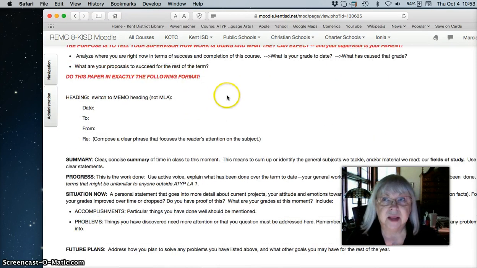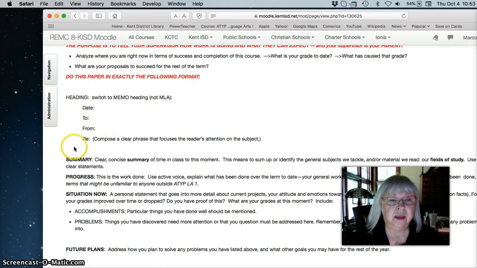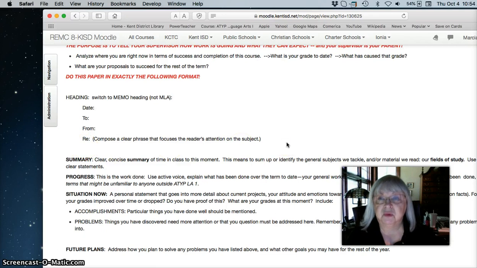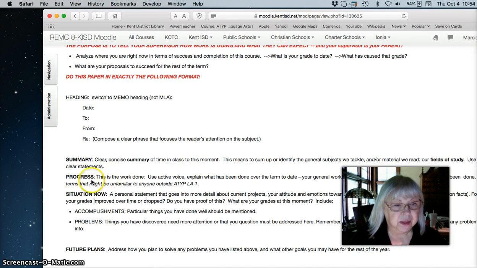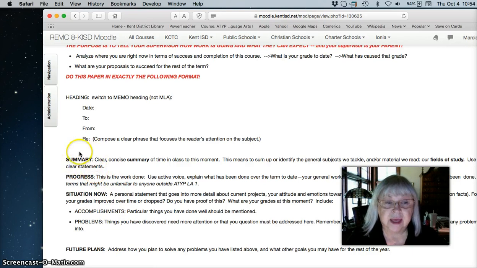Now, instead of the MLA heading, we do a business heading, a memo heading. Date, to, from, and re for regarding. And you would put something like regarding the progress report of your son blankety blank, or your daughter so-and-so. There are 4 parts, and you use a heading for each part. That's just this word in bold. And I want you to use that word.